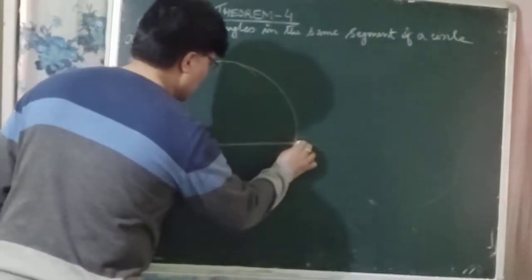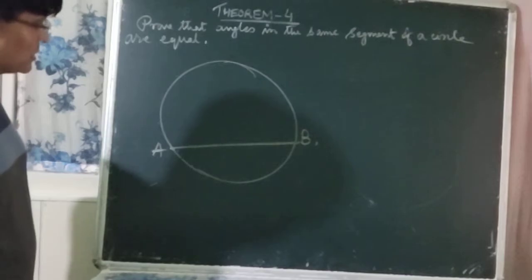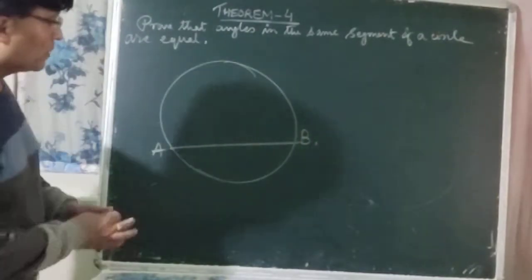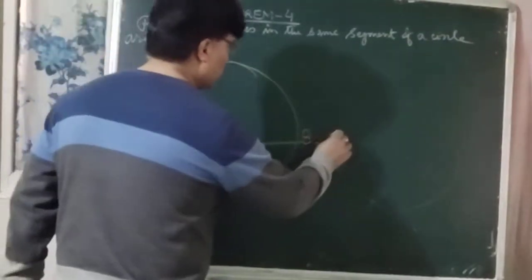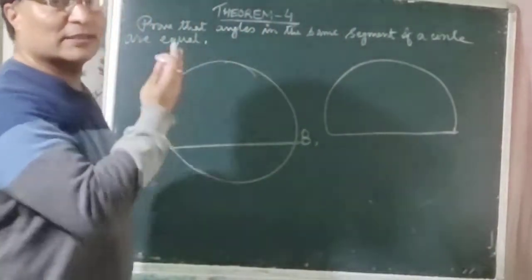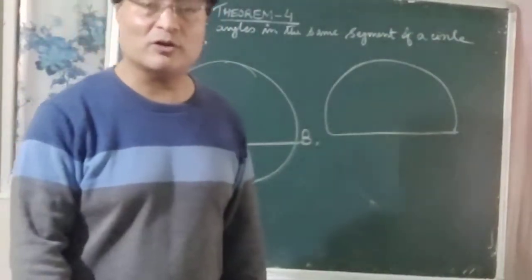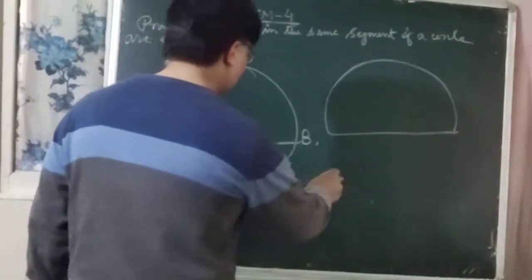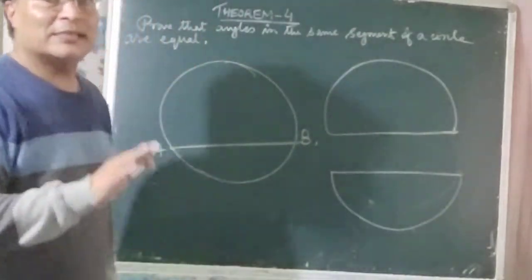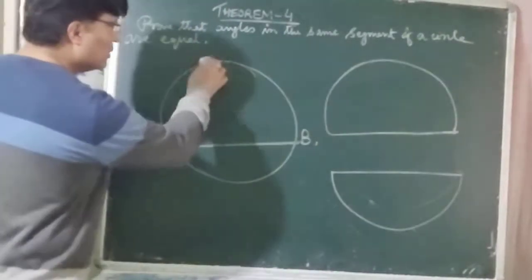And suppose AB is a chord of the circle. A circle is drawn, and in the circle we made a chord AB. This upper part of the circle is known as the segment of the circle. The lower part is also a segment of a circle, or part of the circle.